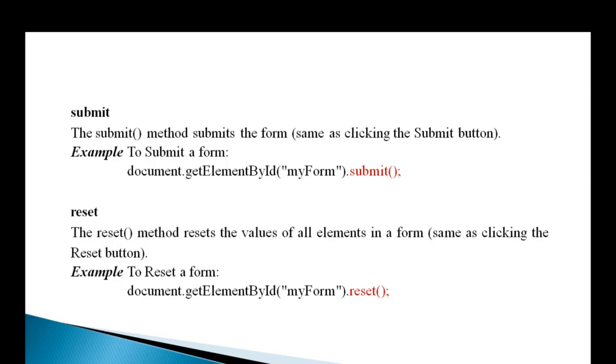Similarly, we can reset the values of the elements in the form. For that we use the reset button. The reset method resets the values of all the elements in the form, the same as clicking the reset button. To reset a form we use the reset method. This is about form objects. Form objects have several methods like action, method, value, submit and reset.